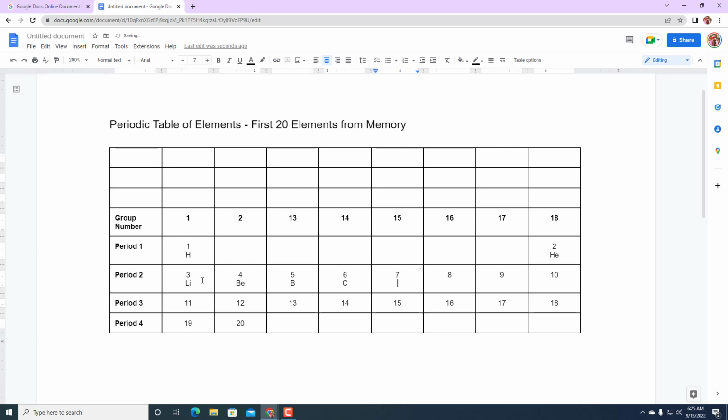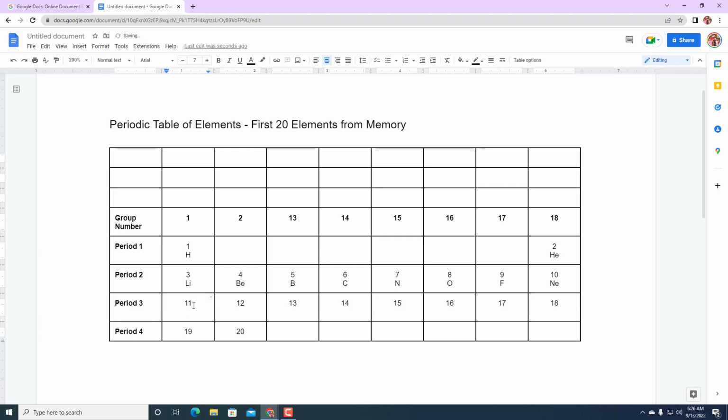What usually happens is you remember them, but not necessarily the order, and so sometimes it's a little bit tougher to remember that order. What we'll do is see how some words pop up as you're looking at the periodic table.